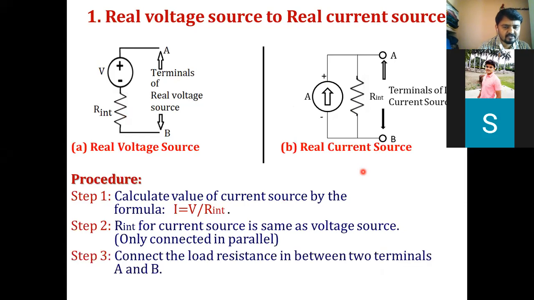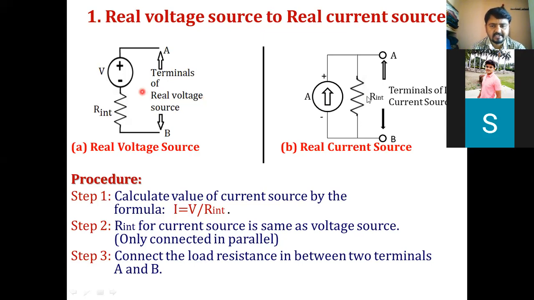So you have the stepwise procedure also. I have written here now. First one, calculate the value of current source by the formula I equal to V by R internal लिखने का. इसका current value we have calculated here now. That current value we have to write down here. Next, R internal for current source is same as voltage source. This R internal here series में connection है, इसको parallel में लेने का current source है तो. So the same value we have to write here now. Connect the load resistance in between two terminals A and B. इसमें बीच में वो load resistance connect कर सकते. Is it clear?